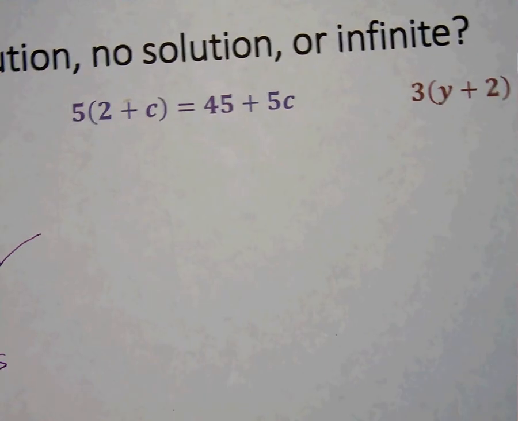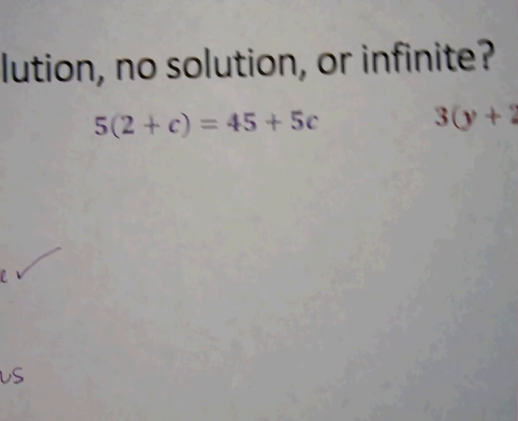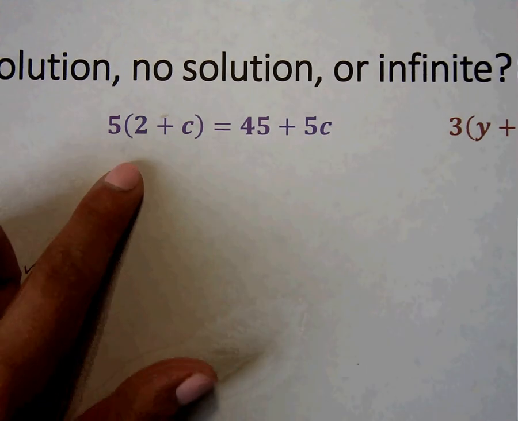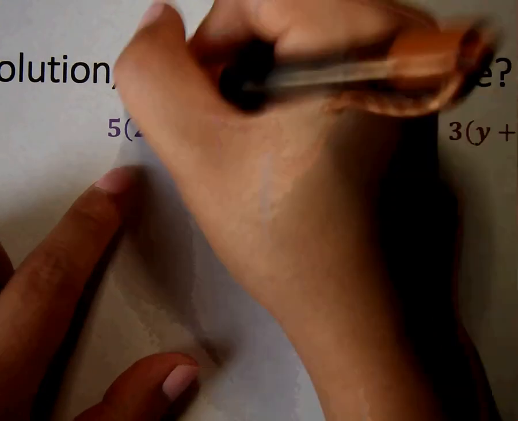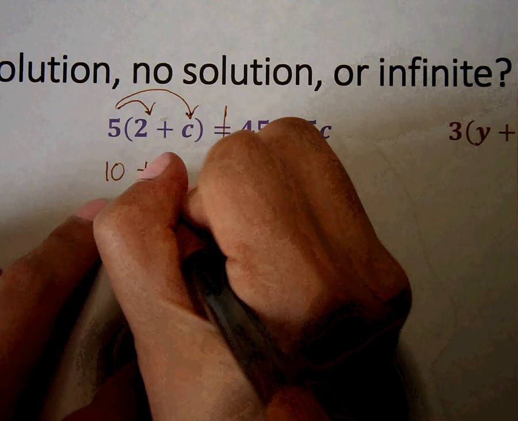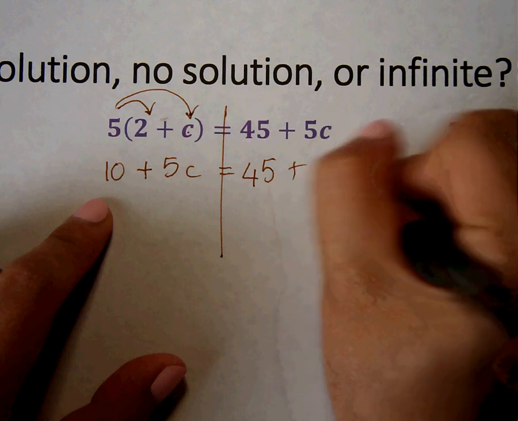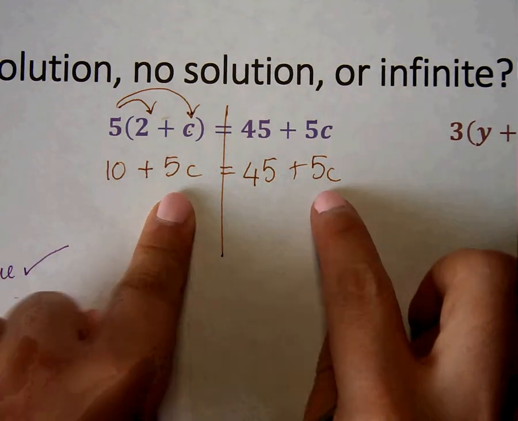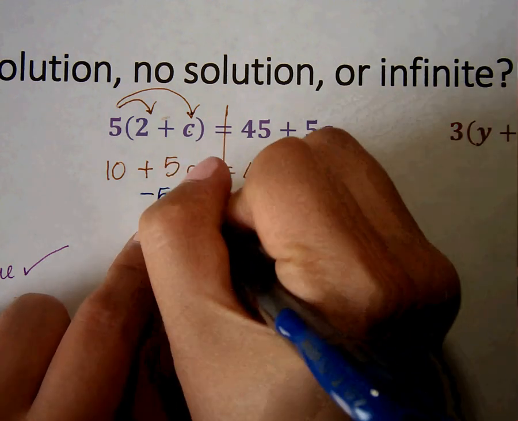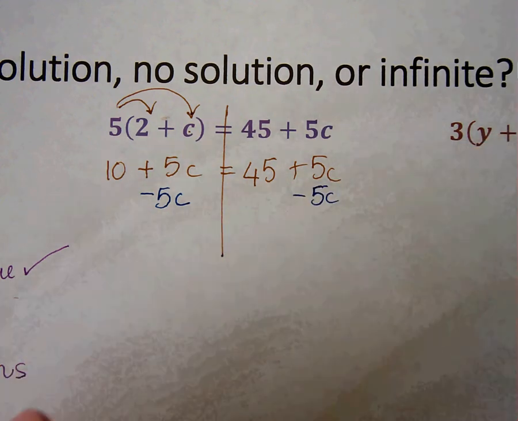Number 2, find: 5 parenthesis 2 plus c equals 45 plus 5c. Okay, again we see parenthesis, which means distributive property, that's right, 5 times 2 and then 5 times c. 5 times 2 is 10 plus 5 times c gives you 5c, equals 45 plus 5c. Now we both have c, so we're going to eliminate one of them, right? Let's subtract the 5c. It has to be lined up. Remember, when you subtract, you have to line up the like terms.